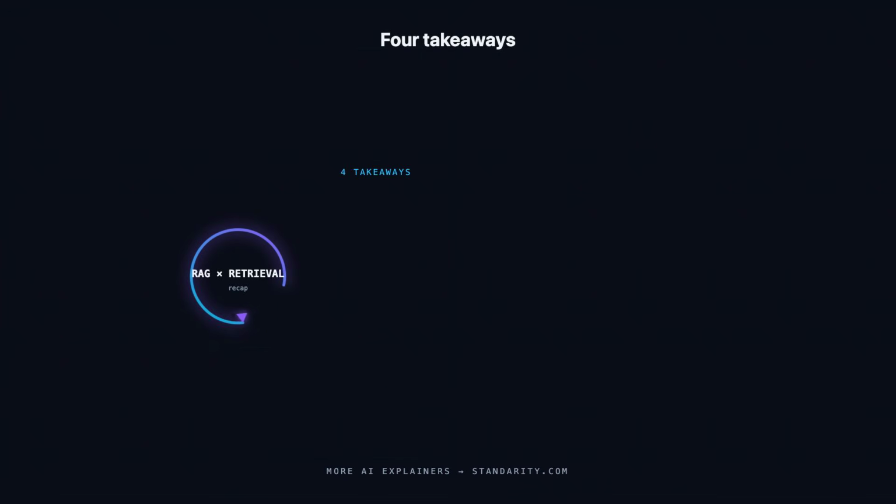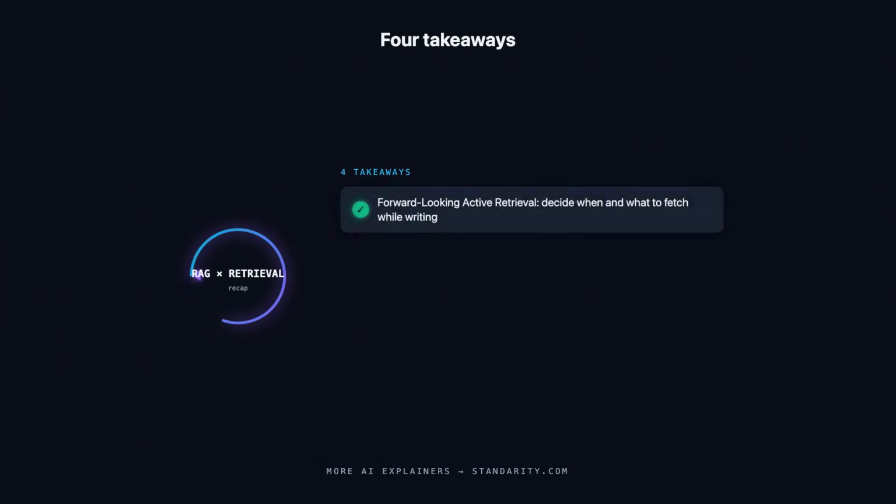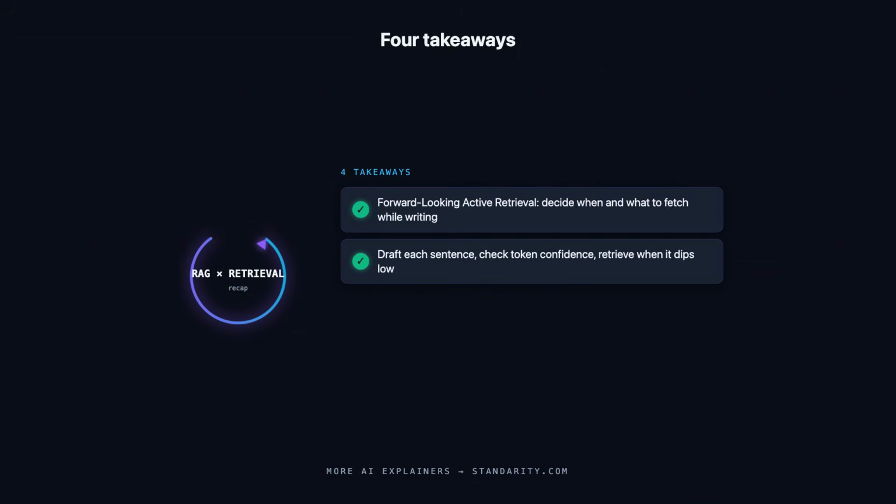Alright, let us lock in what matters. Flair stands for Forward Looking Active Retrieval Augmented Generation, a method that decides when and what to retrieve while the model is still writing. Before each sentence, the model drafts it, then checks token confidence, and only a token below the threshold triggers a fresh retrieval.